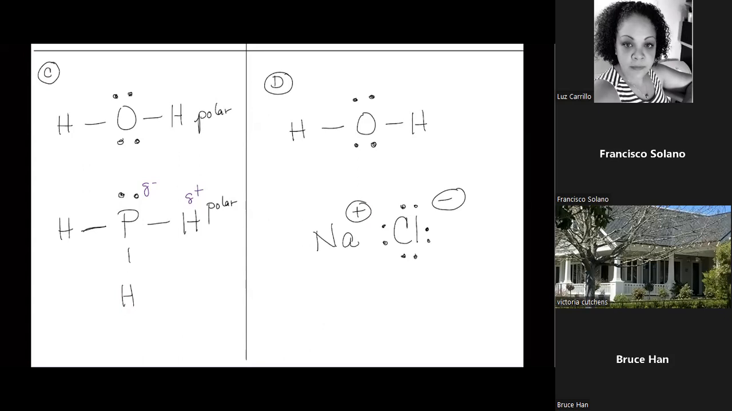In the case of water, as we saw before, this is delta negative, this is delta positive. So the interaction between those two is going to be specifically delta minus to delta plus, okay? And since the hydrogen on the water is interacting with the phosphorus, and even if the oxygen is interacting with the hydrogen, since the hydrogen in phosphine, that PH3, is bonded to phosphorus, that's why it's a dipole-dipole attraction.